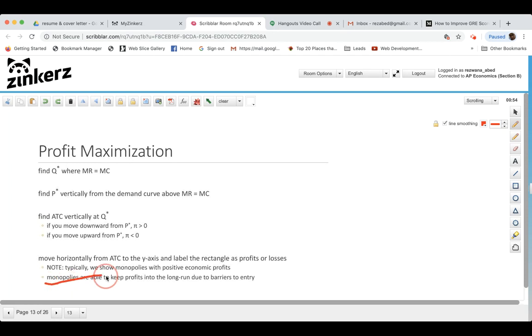So here, monopolies are going to be able to keep profits into the long run due to barriers to entry. Okay.